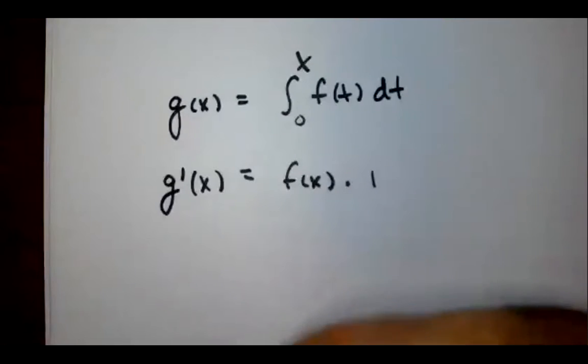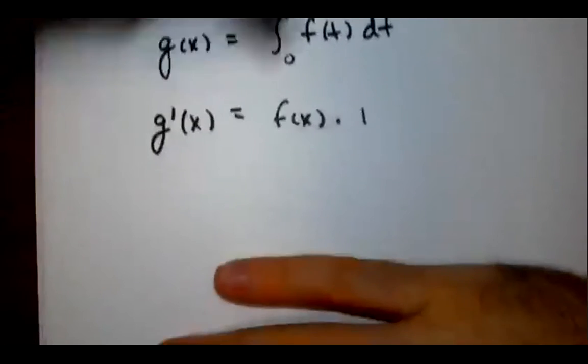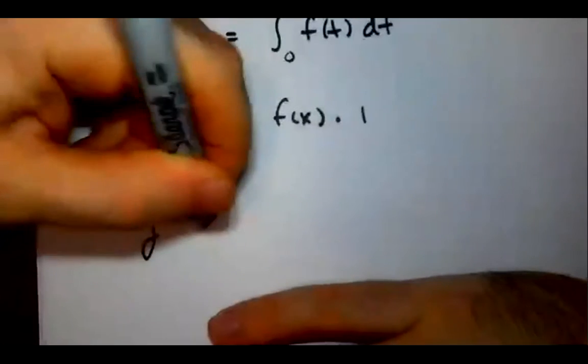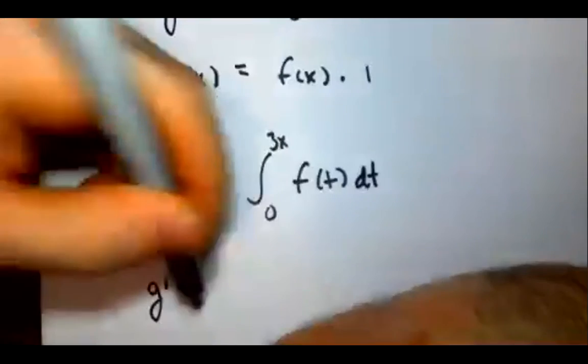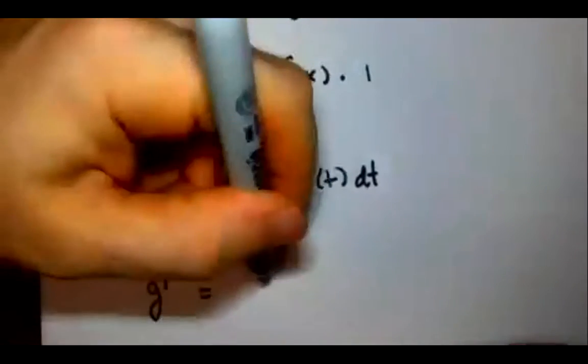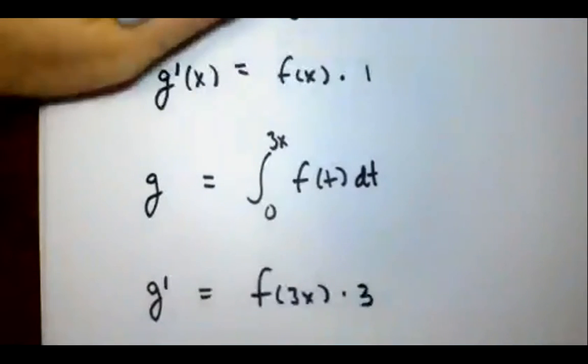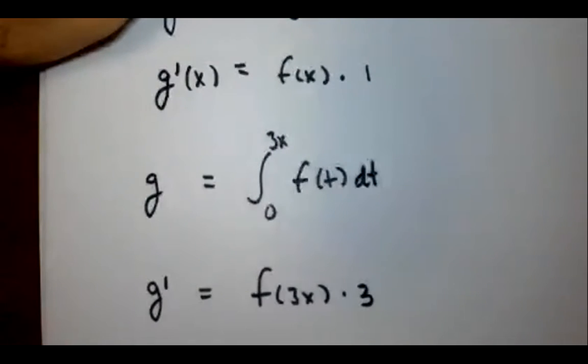So in this example, that means nothing. But if g equals the integral of f, and we're going from 0 to 3x, whenever we plug this in, g prime is going to be f of 3x times 3. Okay. All right. So does anybody have any questions on that first?